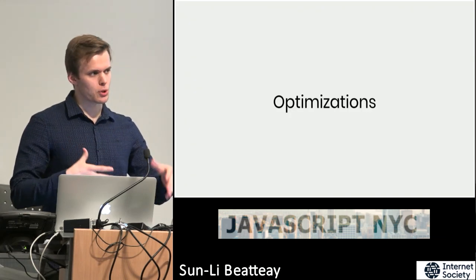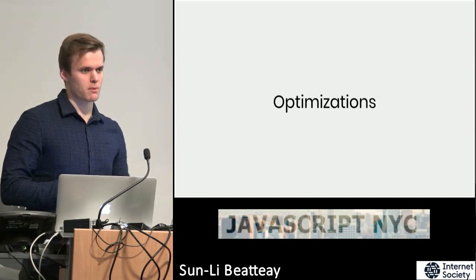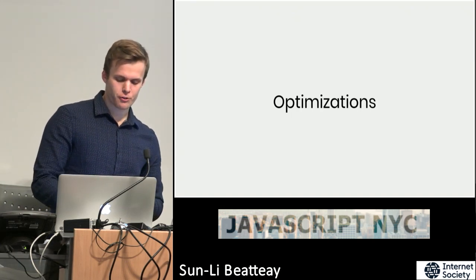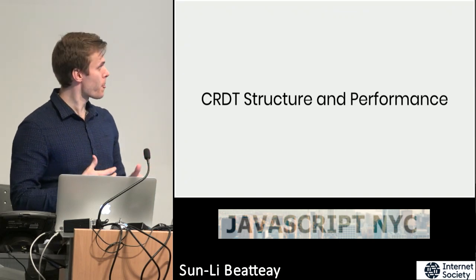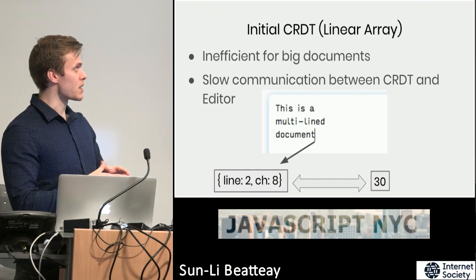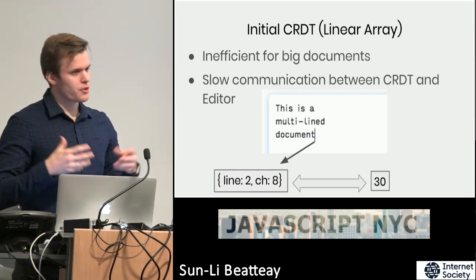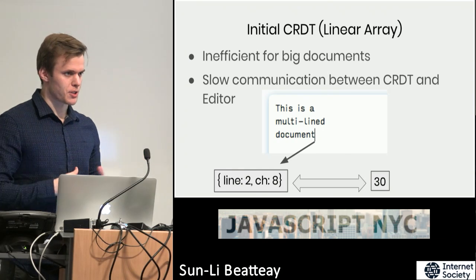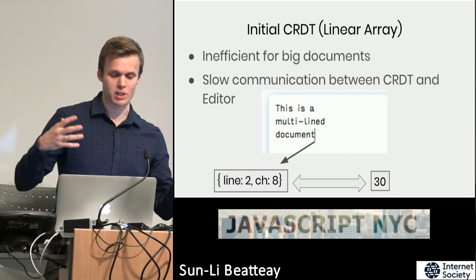But as we used the editor, we still realized that there were things we could improve upon. So I'm going to talk about some of those improvements right now. The first was to our CRDT structure and how it performed. We started off our CRDT with a linear array. That was the initial data structure for our CRDT, which is fine for small documents, but it can become really inefficient as the document grows and gets really big.